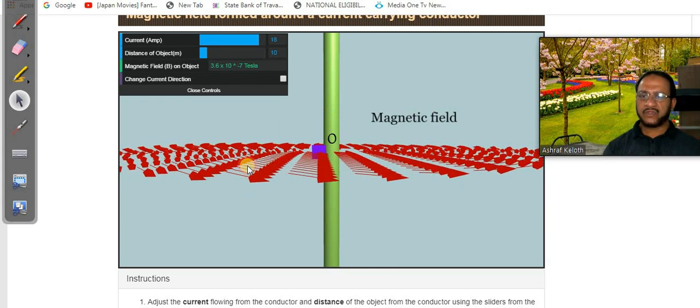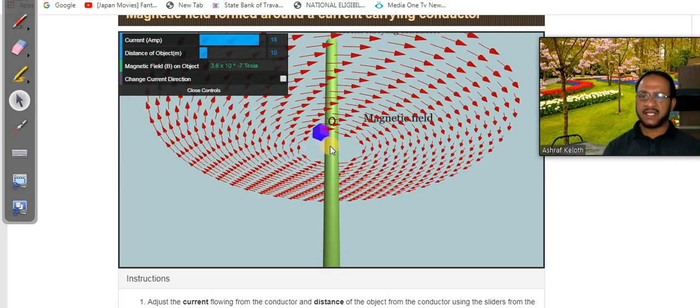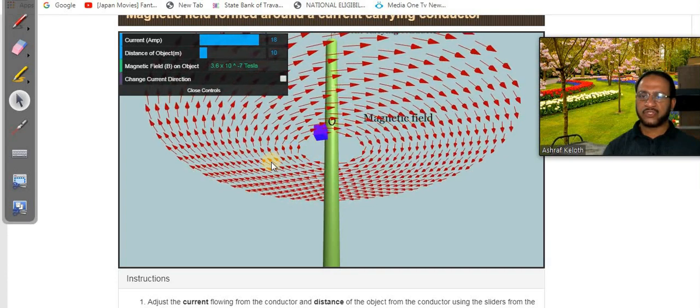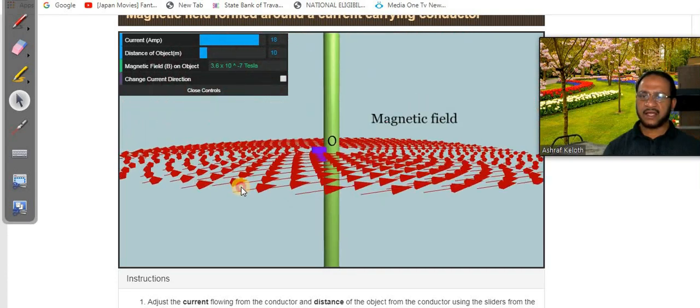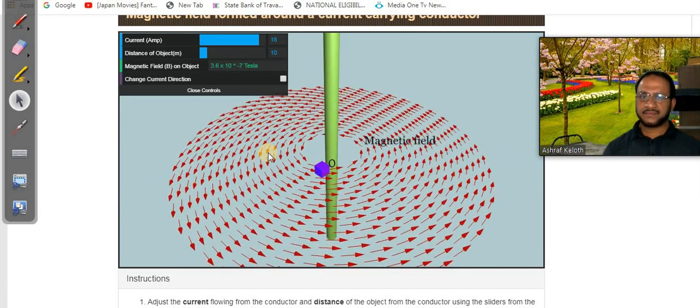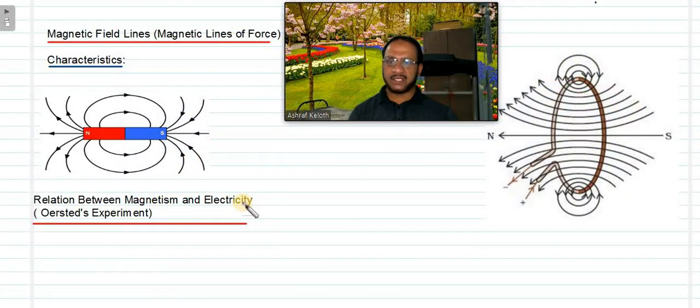when the current is flowing upward, the field lines are in the horizontal plane as concentric circles like this, and the wire is at the center of the circle. These are the field lines produced by a straight conductor carrying current. Oersted's experiment proved the relation between magnetism and electricity.